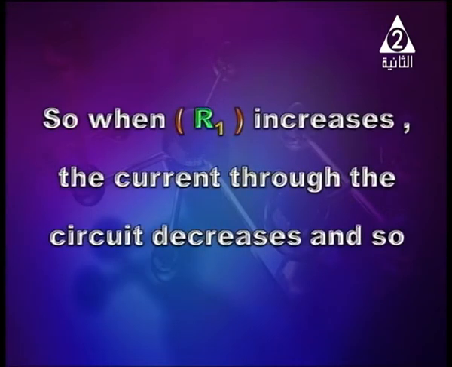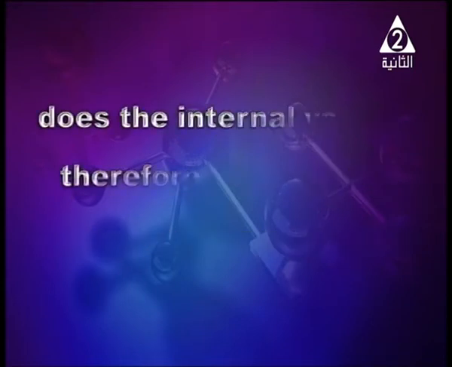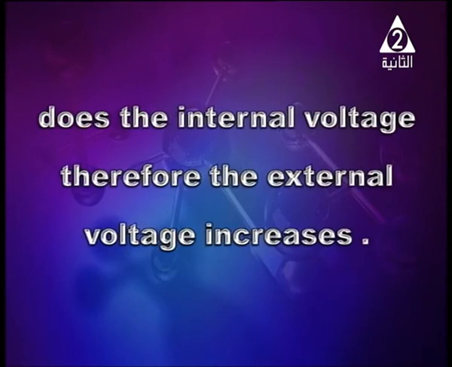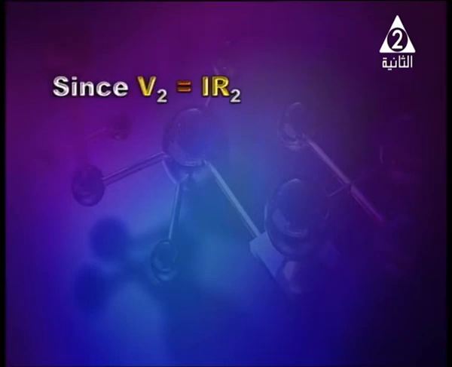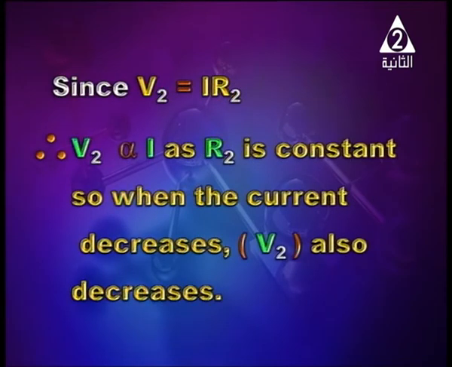When R1 increases, so we'll take it one by one, the current through the circuit decreases because R total increased. Internal voltage decreases, and when internal voltage decreases, external voltage increases. So V1 increases. And what about V2? It is given by IR2. R2 is a constant, so it is proportional to the current, and the current decreased, so V2 decreases.